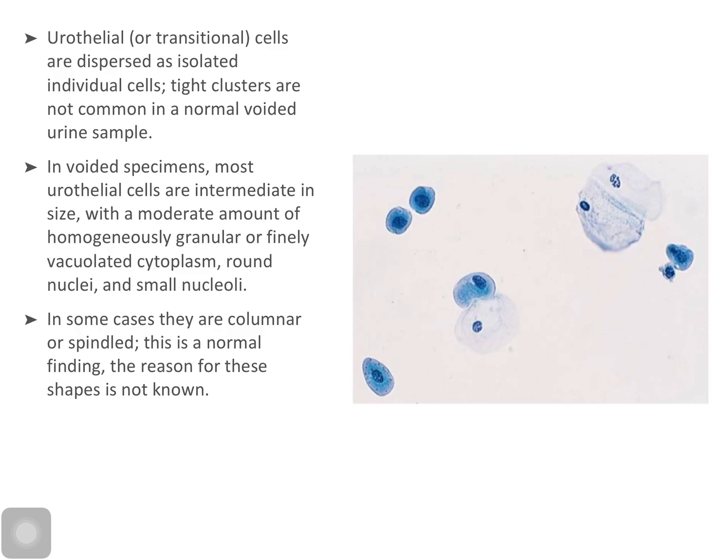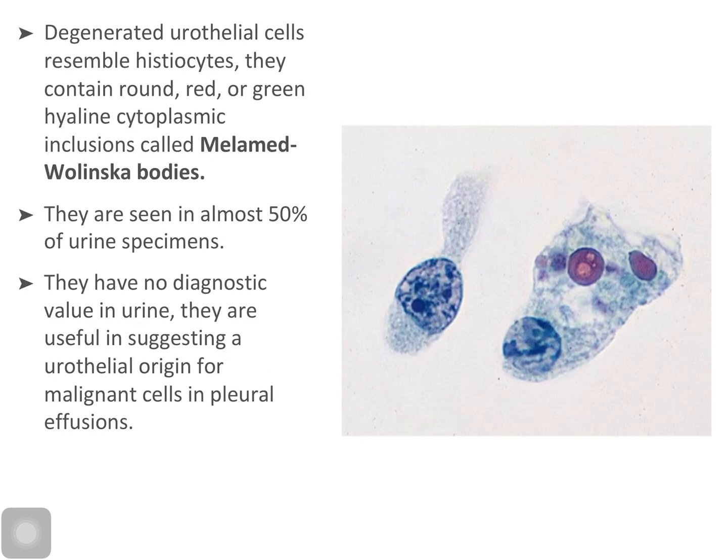The reason for these shapes is not known. The degenerated urothelial cells resemble histiocytes. They contain round red or green hyaline cytoplasmic inclusions. These are called Melamed-Wolinska bodies. They are seen in almost 50% of urine specimens. They do not have any diagnostic value in urine. They are useful in suggesting a urothelial origin for malignant cells in cases of pleural effusions.